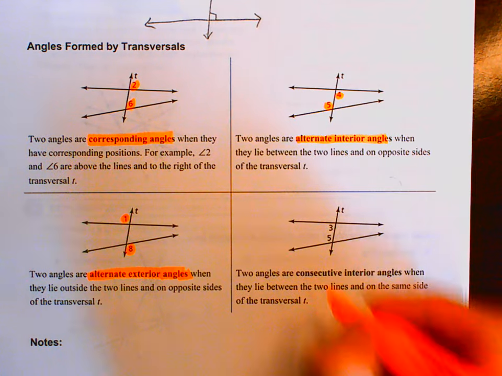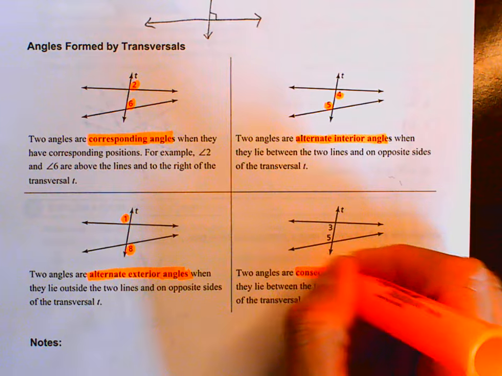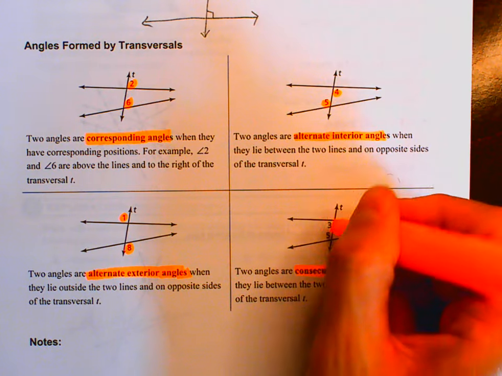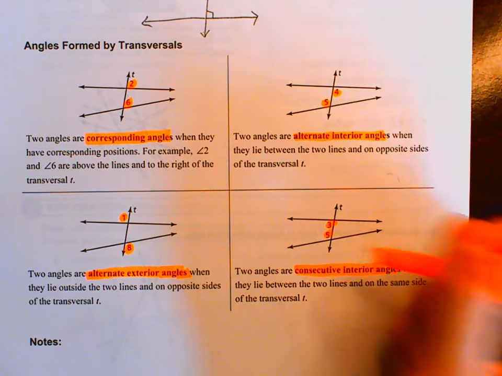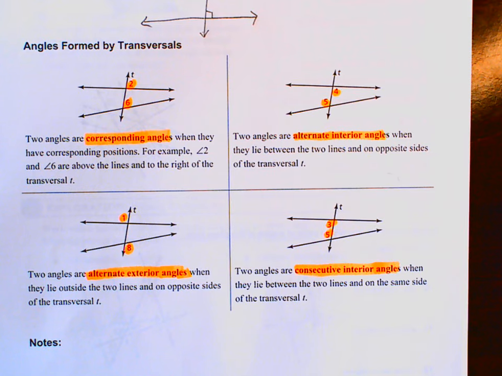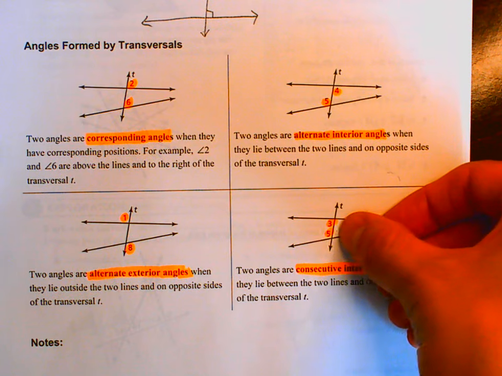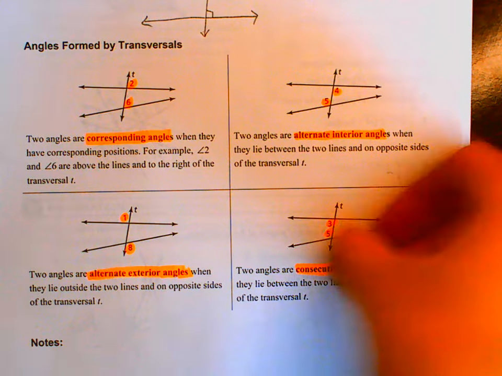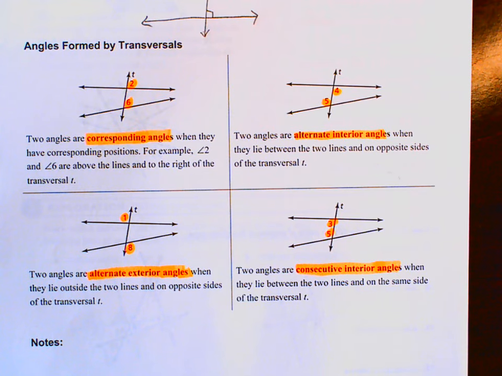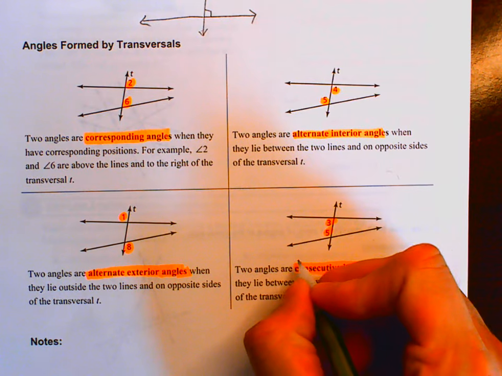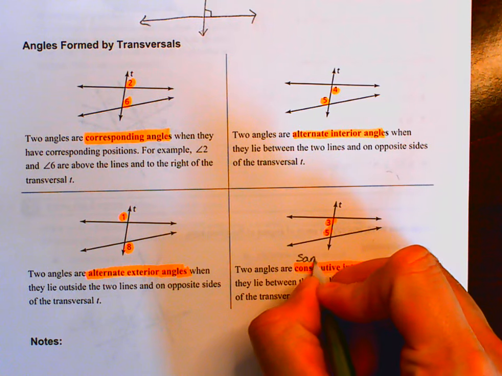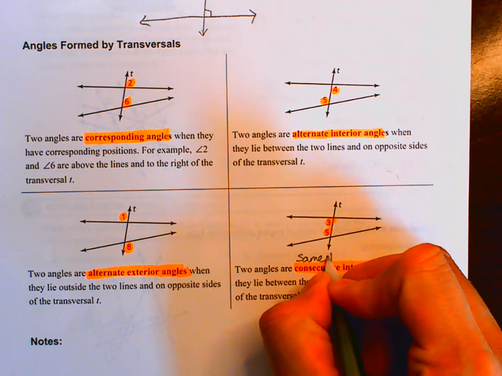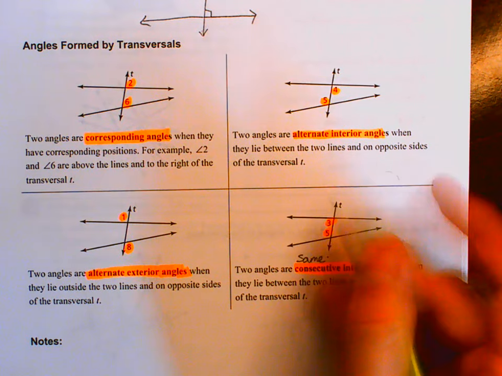Now, the fourth relationship that we have is the consecutive interior angles. They are on the same side of the transversal, and the only thing that they share in common is a common side, pretty much. Sometimes they call these consecutive interior angles same side interior. So if you see it as same side interior, it's the same thing.